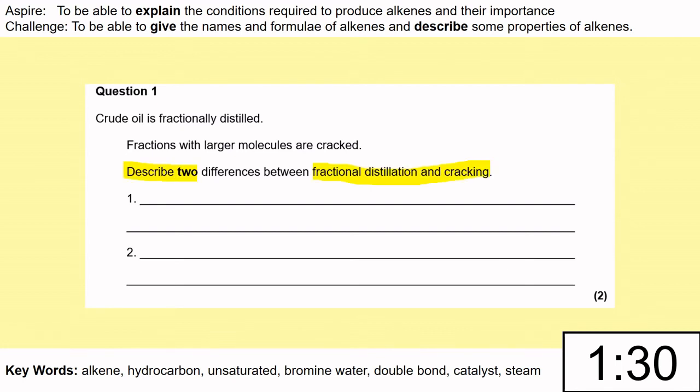Crude oil is fractionally distilled. Fractions with larger molecules are cracked. Describe two differences between fractional distillation and cracking.